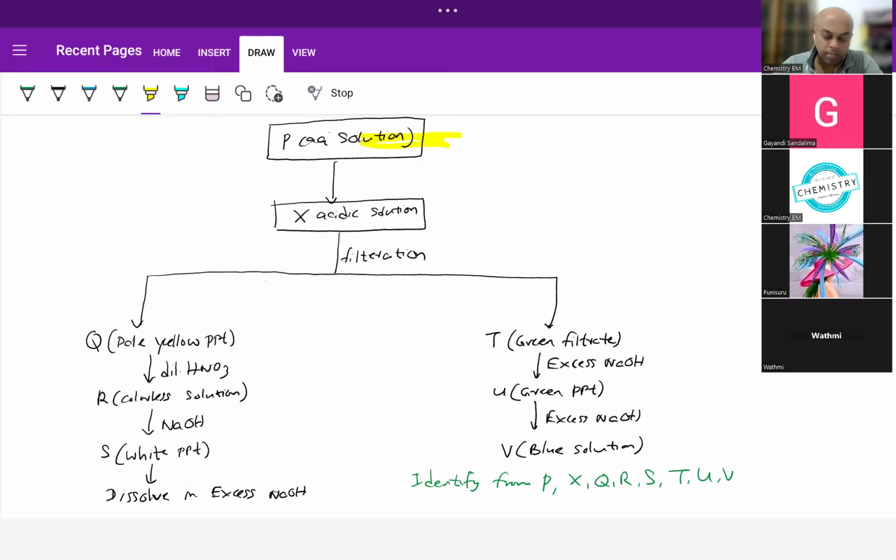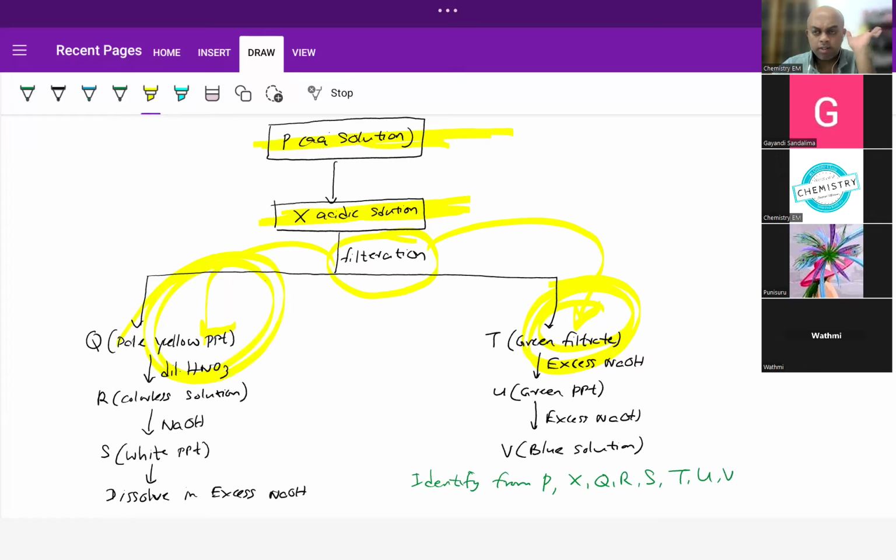So the P aqueous solution is added with X acidic solution. Then there is a filtration. This filtration gives a filtrate and a precipitate. That's very clear, right? So that means once HBr is added, or like X is added to P, there is a filtrate and a precipitate as well.